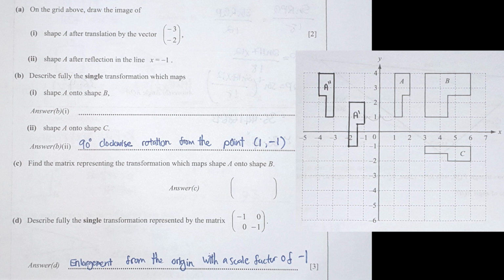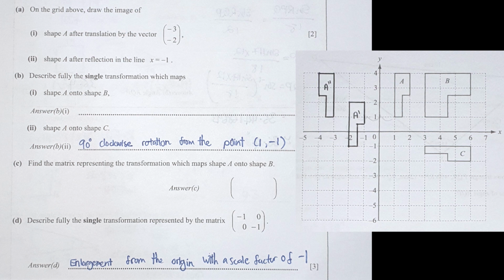Question 5. Shape A after the translation vector of -3, -2. This actually means that A shifts to the left by 3 steps and shifts to the bottom by 2 steps. So we'll get your A image over there. Shape A after the reflection of x equals -1, I label it over there as A double image.